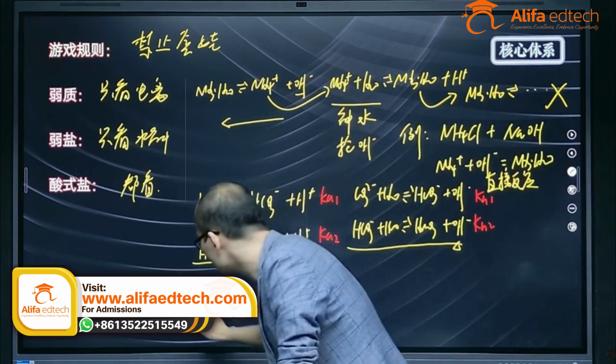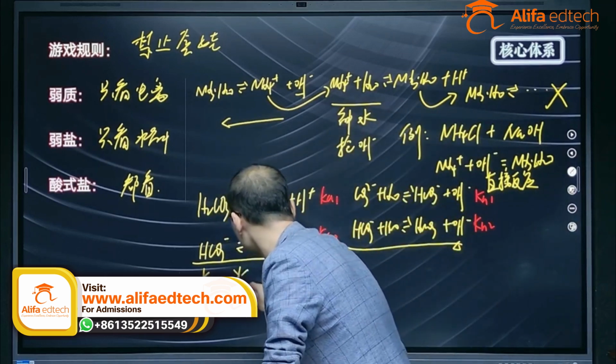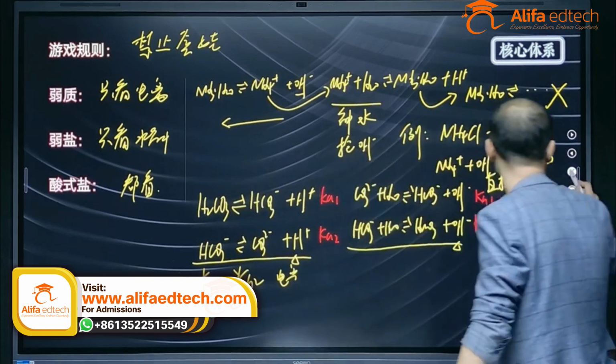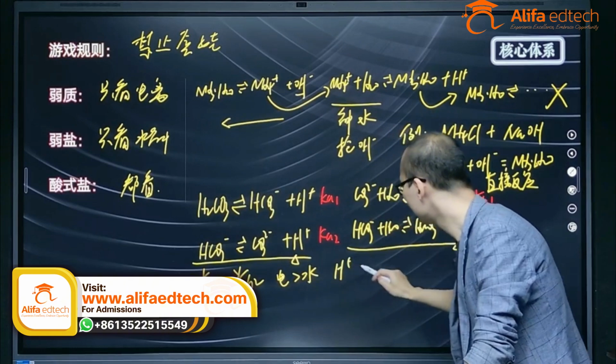This is the second hydrolysis of carbonate. Now it undergoes first step hydrolysis. The hydrogen carbonate then hydrolyzes. So we can make an overall conclusion here. When K2 is greater than KH2, simply put, ionization is greater than hydrolysis, electricity greater than water.